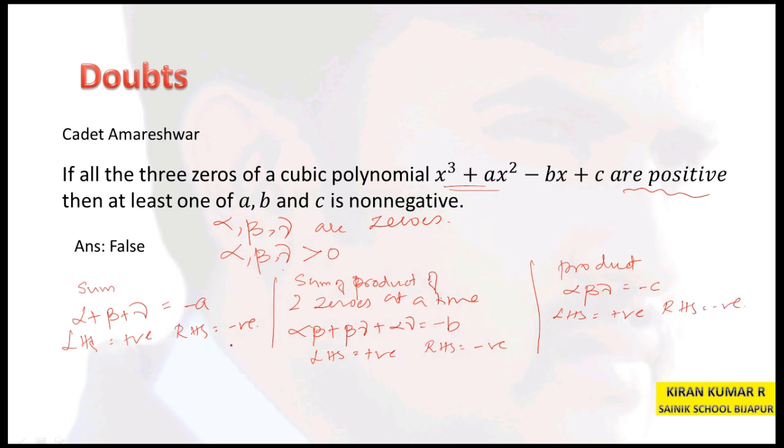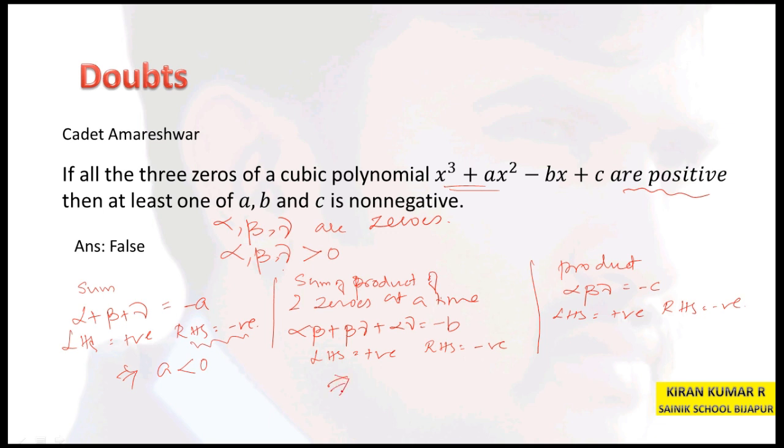When will this left hand side and right hand side become positive, that you have to think. This right hand side will become positive only when the value of A is less than 0. If A value is negative, then only you will get left hand side equal to right hand side.